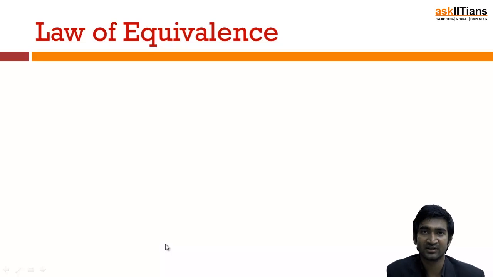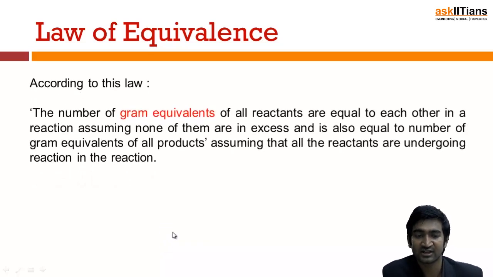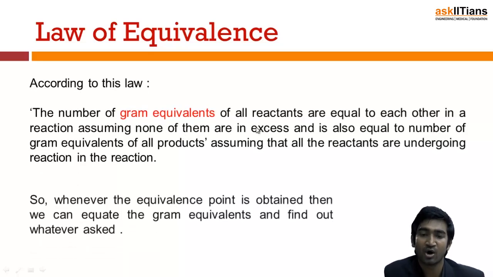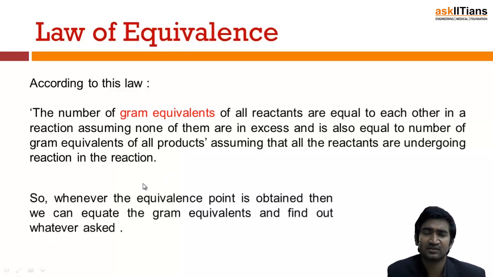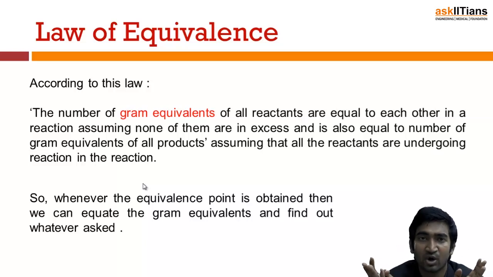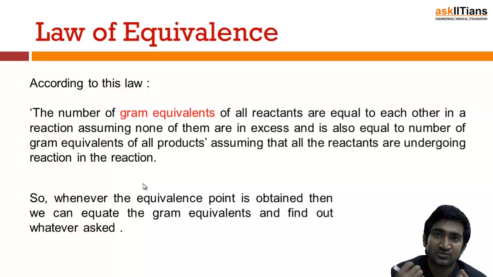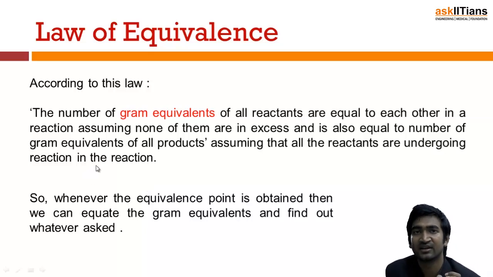Now the law of equivalence, what is this law? According to this law, the number of gram equivalents of all the reactants are equal to each other in a reaction, assuming none of them are in excess, and is also equal to the number of gram equivalents of all the products. This was the statement. So whenever I obtain my equivalence point, I just equate the gram equivalents of both sides and find whatever is asked in the question.